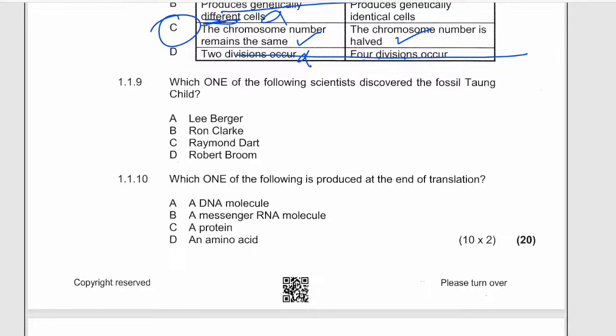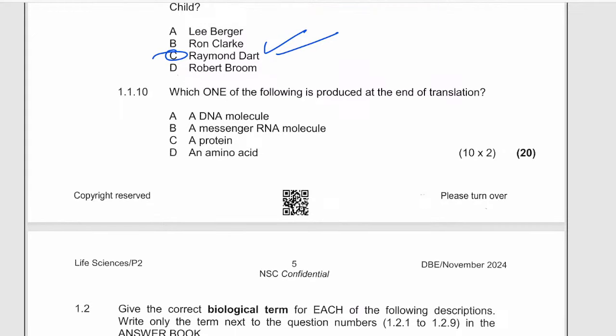All right, let's continue. Which one of the following scientists discovered the Taung Child? This one I've been saying, that they like it. I don't know why they like it. It is Raymond Dart. No discussion about it. If you want more, you go to the distinction material by M.SAIDI, grade 10, 11, and 12.